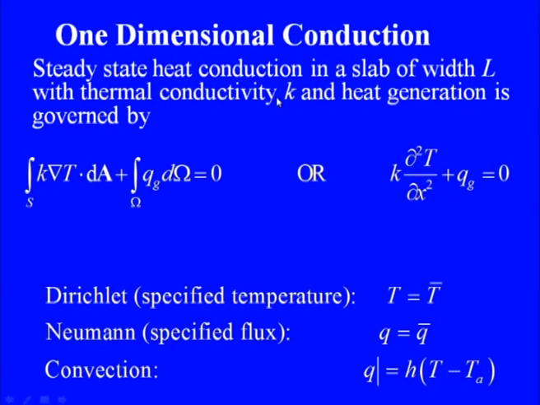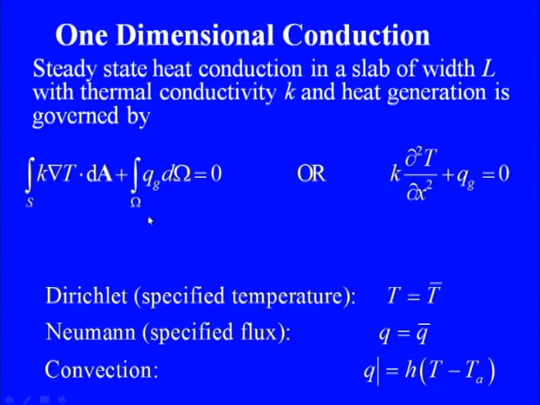Let us assume that we have a slab of width L with thermal conductivity K and heat generation Qg. The integral form of the energy equation looks like this: the integral over the surface of K gradient of T dot dA plus the integral of Qg d omega, which is the volume integral giving us the effect of the heat generation in the volume, is equal to 0. As a partial differential equation, you will get K del squared T by del x squared plus Qg is equal to 0, wherein we have assumed K to be constant.